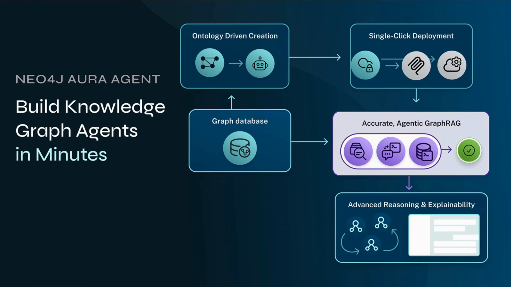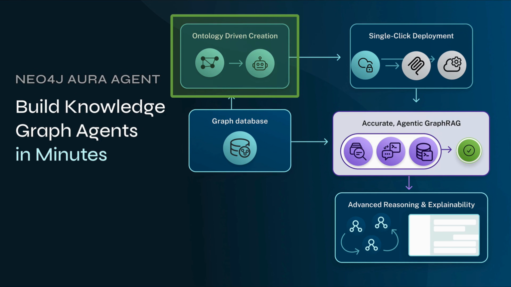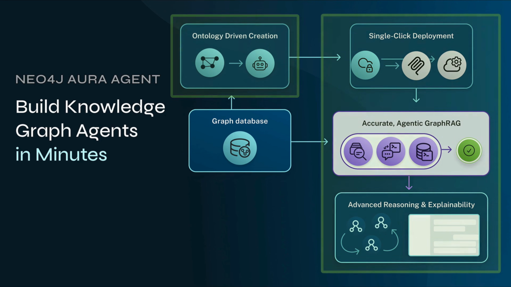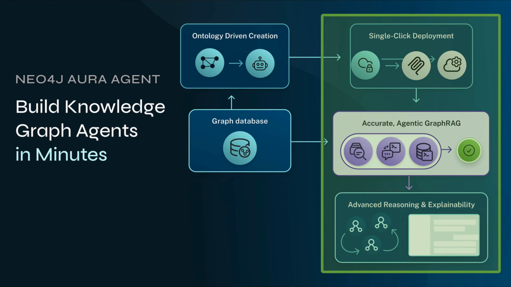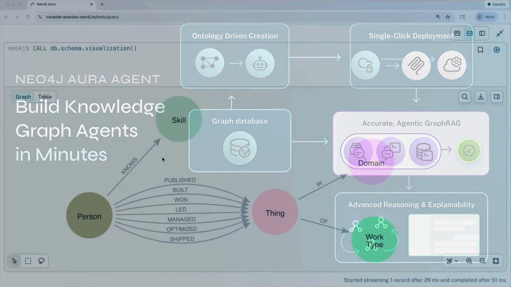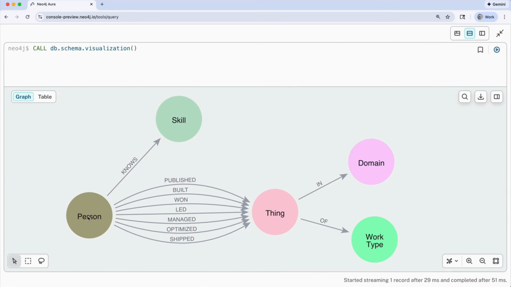Let's take a look at Neo4j Aura Agent, a platform that lets you build and deploy knowledge graph agents in minutes. We'll start by generating an agent from a graph ontology, then deploying into a production setting. For demonstration, we'll use an employee knowledge graph consisting of people knowing different skills and accomplishing various projects within different domains and work types. Most of these are technical, pertaining to software development, machine learning, and AI.